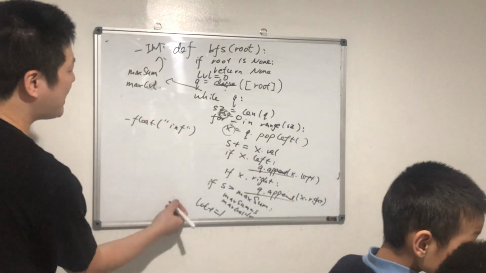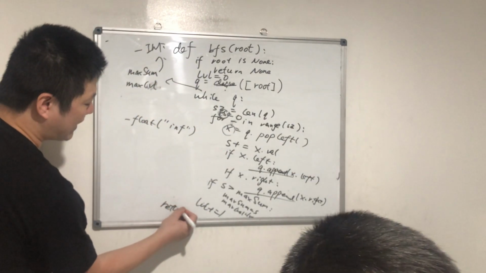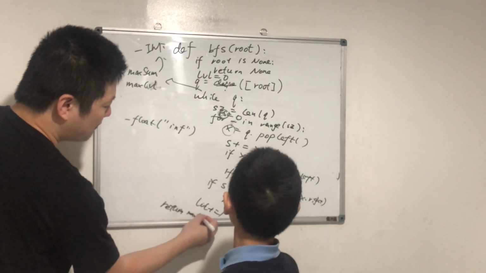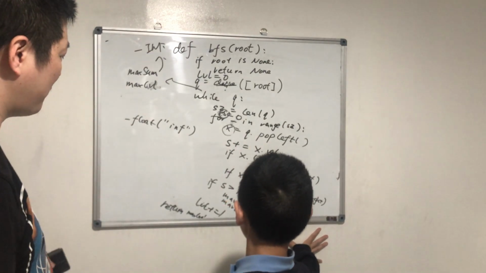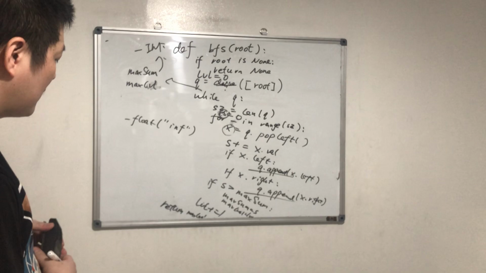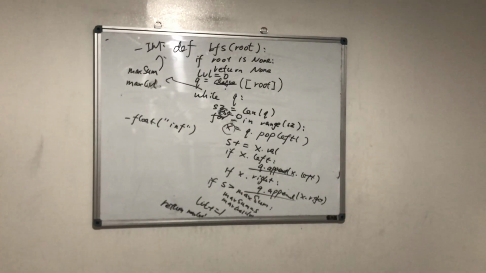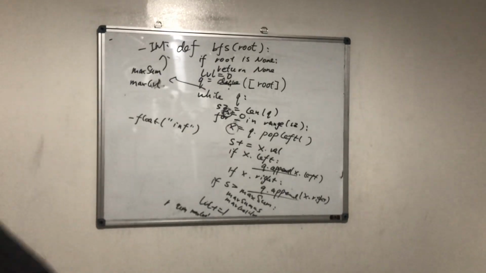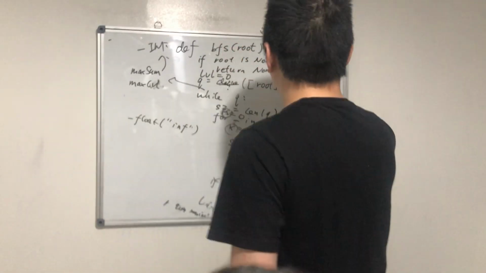And return, let's return. What are we returning? Return max level. We are returning level. There isn't any V here. Does it make sense? What's the time complexity? O(N). What's the N? The number of nodes. What's the space complexity? O(N). Why is it O(N)?